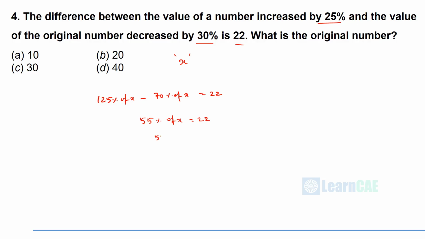It means 55 by 100, x is equal to 22. We shall divide by 11 throughout. This will be 5 times and this will be 2 times. And this will be 20 times. Therefore, x is equal to 2 into 20, 40. Therefore, the original number is 40.